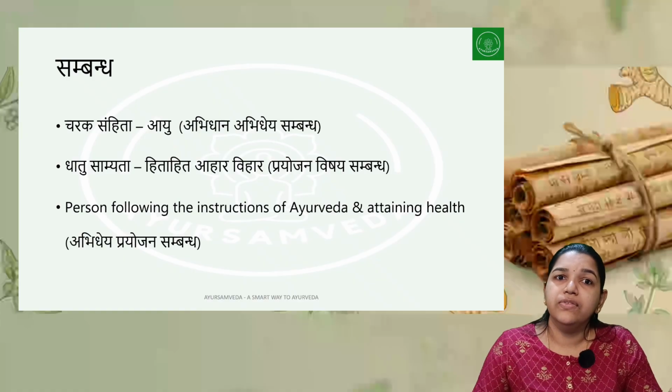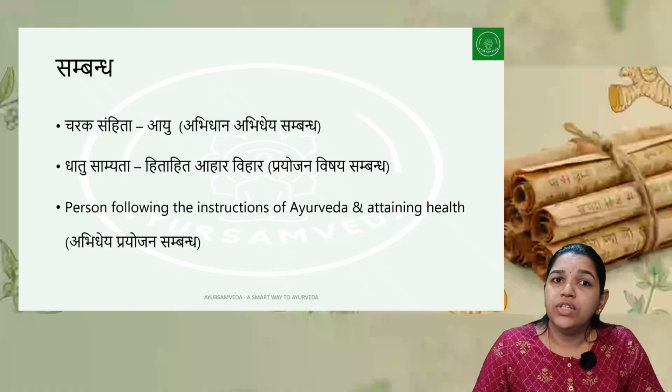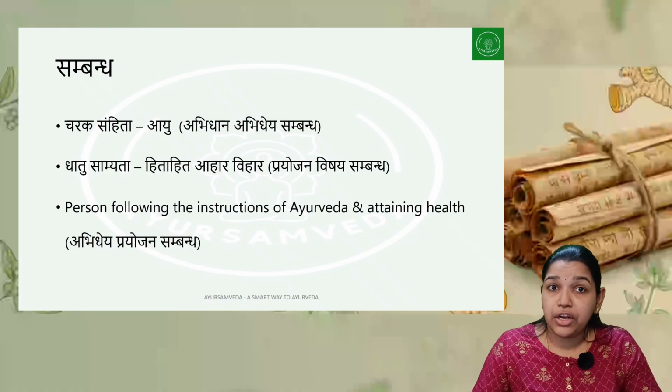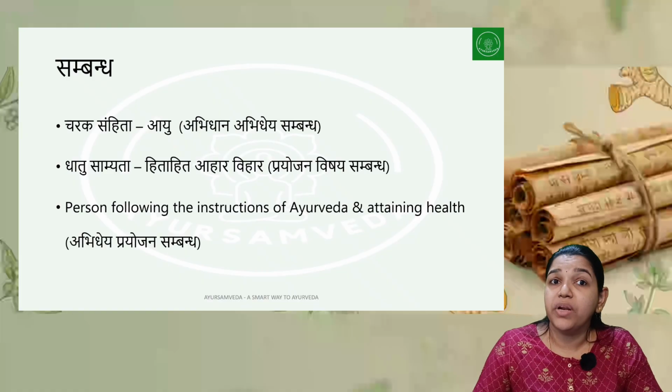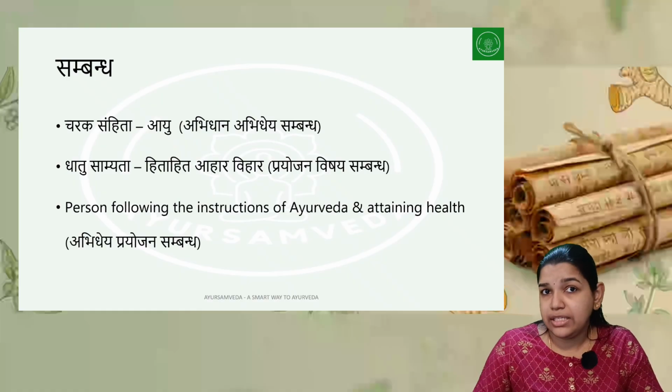We can consider Charaka Samhita as the Abhidhana, and the Abhidheya, that is the Vishaya explained throughout the Charaka Samhita, is the Ayu. So that can be considered the Abhidhana Abhidheya Sambandha. Then Dhatu Samyata and Hita Ahita Ahara Vihara Sevana can be considered a prayojana vishaya sambandha. Dhatu Samyata is the prayojana, the ultimate aim or ultimate benefit that we get. And it depends on the Hita Ahita Ahara Vihara Sevana.